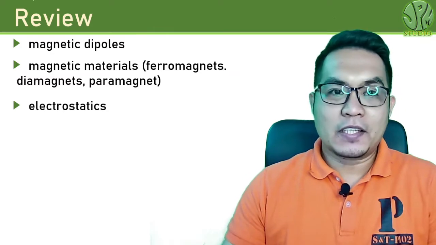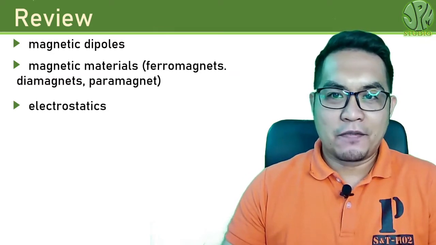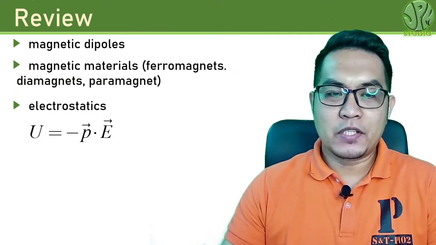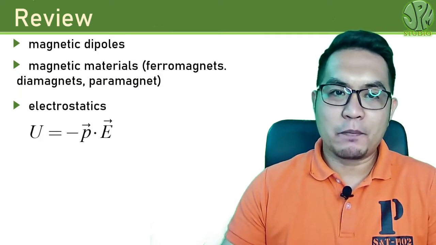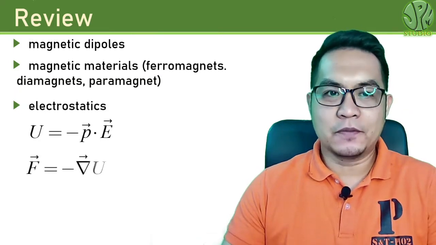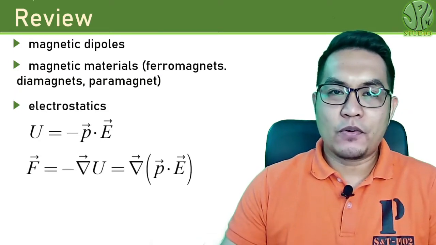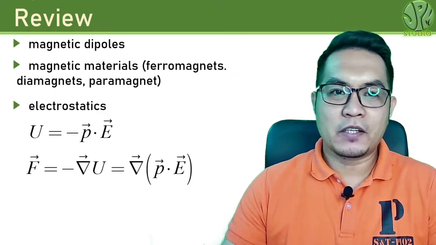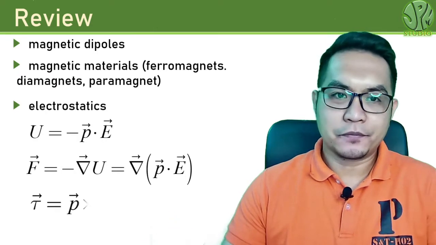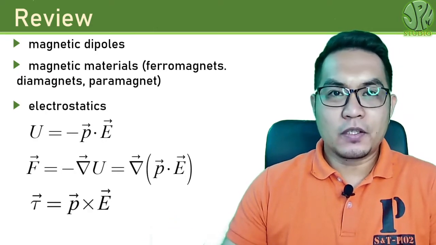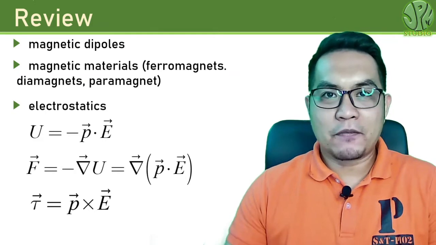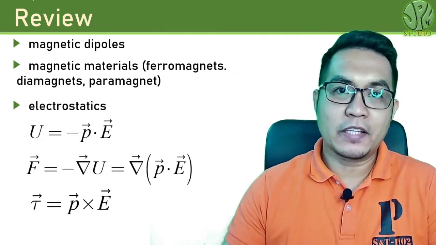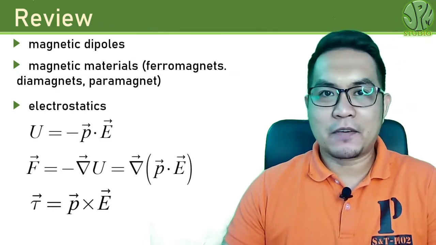So in electrostatics, when we discussed electric fields in matter, we discussed the electric potential energy, which is the negative dot product of the dipole moment with the electric field. And the force for a non-uniform electric field is just the negative gradient of the potential energy, or the gradient of P dot E. And the torque exerted by an electric field on an electric dipole is the cross product of the dipole moment P and the electric field E.